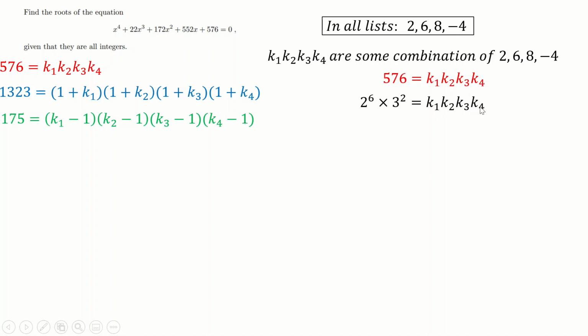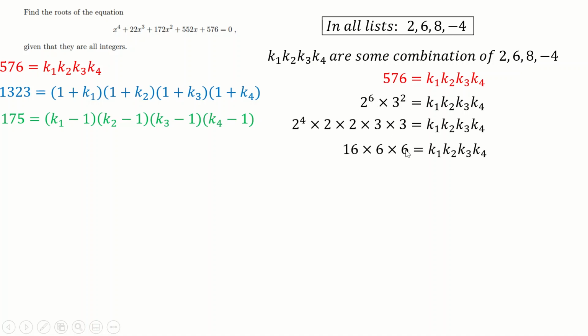Now, I apparently need my k's to have 2 3s in them. So that means I know I'm going to have to use 2 6s, because each 6 brings with it 1 3, and I need 2 3s in total. The other way to look at it is just to break this down into 2 to the power 4, and then another 2 2s, another 3 3s, and then 2 times 3 is 6, 2 times 3 is 6. But I know, logically, that 2 of these values must be 6s, because otherwise I'm not getting those 3s from anywhere. And now what am I left over with? Well, I'm left with 16, because 16 times 6 times 6 is this. So whilst 2 of these k's are 6s, I don't know what the other 2 are yet.